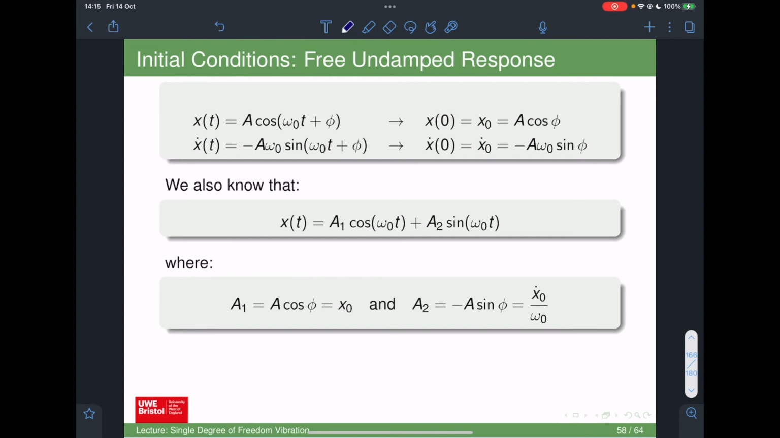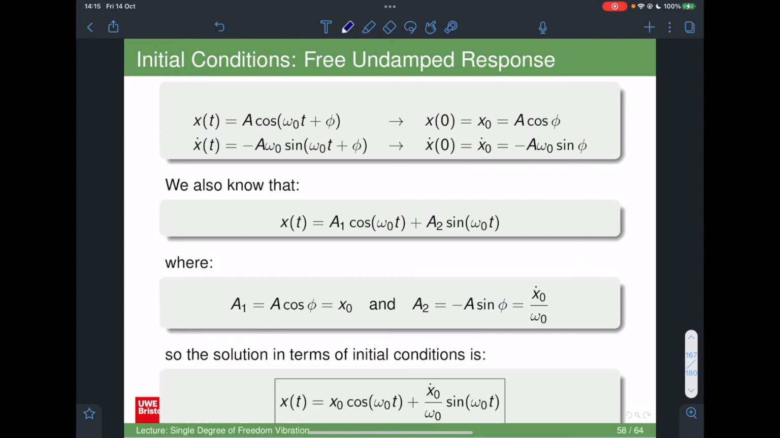So suddenly you can stick these values directly into this equation. If you know the initial conditions and you know there's an undamped free response, you use this equation. There's your initial conditions, and you get the answer straight away. No need to do any of this sort of stuff.